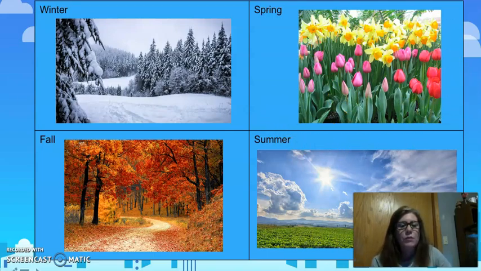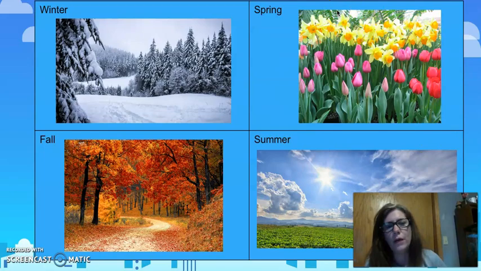Most of the time in spring we will have nicer weather, we'll have higher temperatures and a lot of rain, which is what's helping to make everything start growing. These are flowers that you will usually see first in the spring in Nebraska, tulips and daffodils. So I thought I'd put those in for my spring picture.